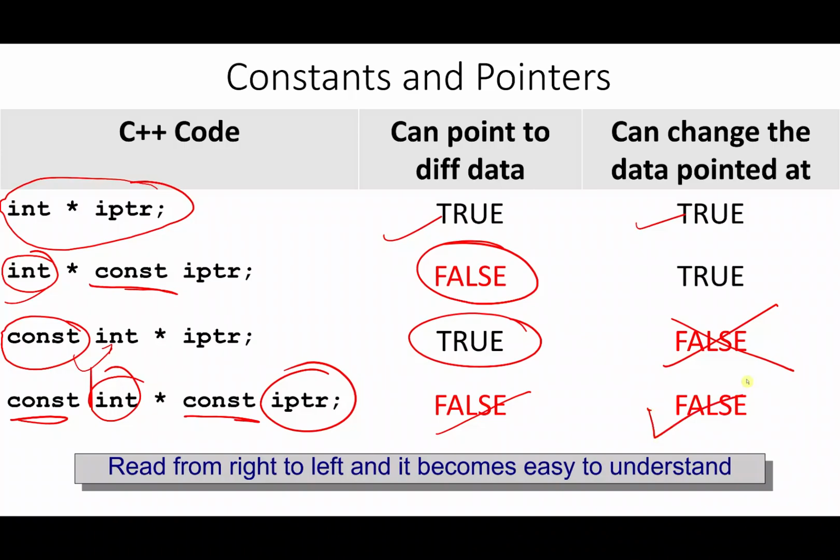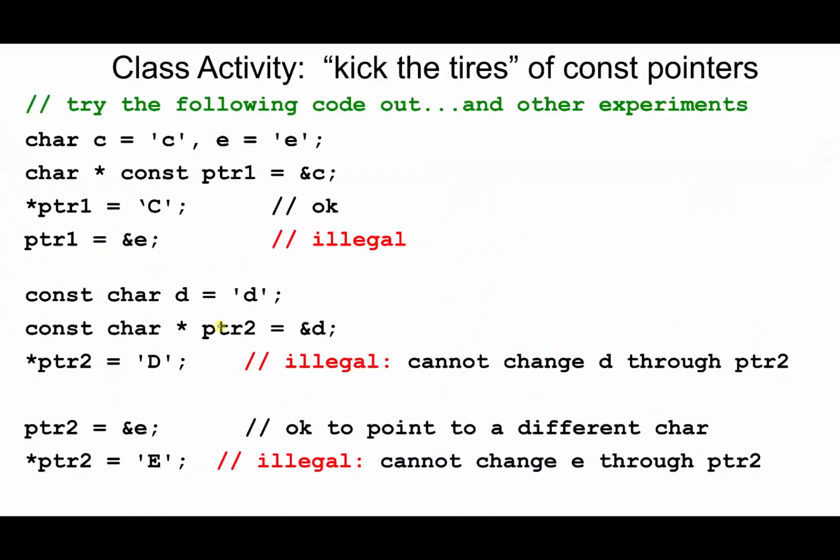So if you read it from left to right, you know what that means. So int asterisk const ptr. Okay, const ptr, so this is a const pointer. Const int, okay, I know now, const data, and not const ptr, and so on. So try this in your Visual Studio and come back to continue this video.